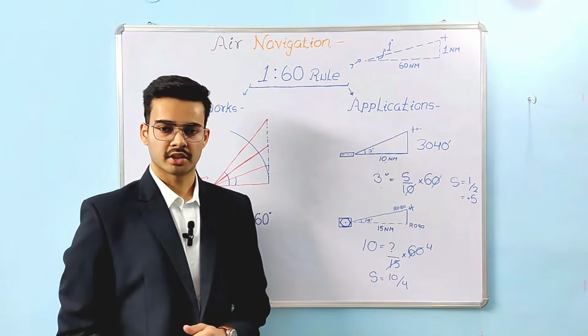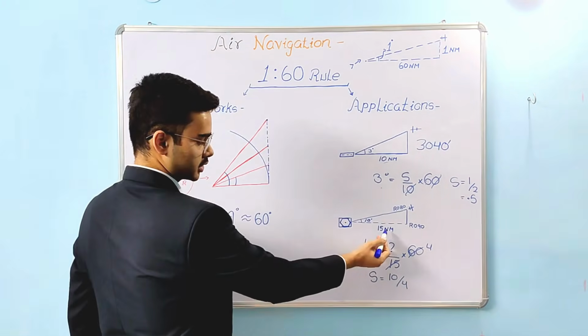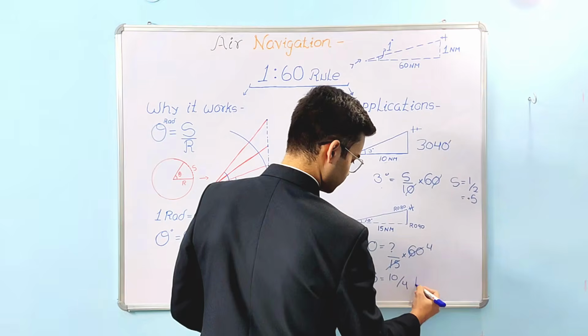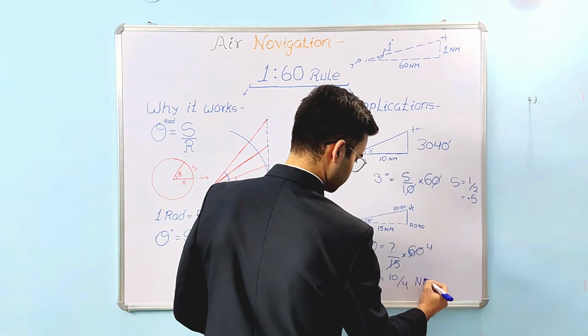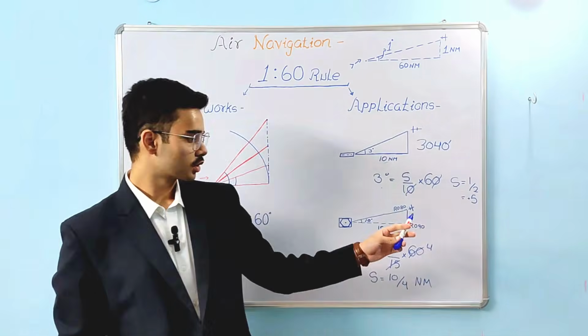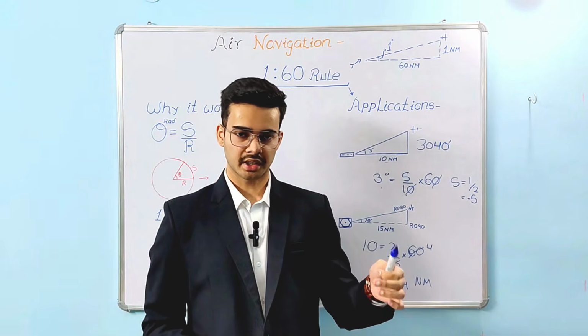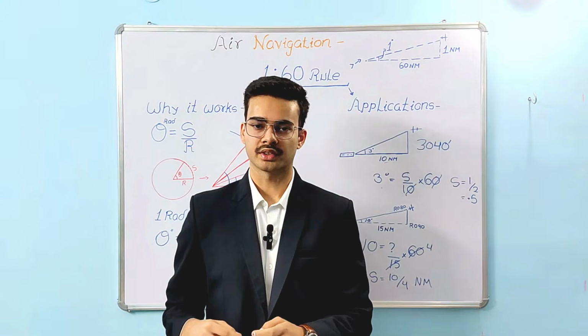S equals 10 by 4. Again, 10 by 4 what? Nautical miles, because we put it in nautical miles. So what's 10 by 4? 2.5. We are 2.5 nautical miles away from the VOR radial we were supposed to fly on.